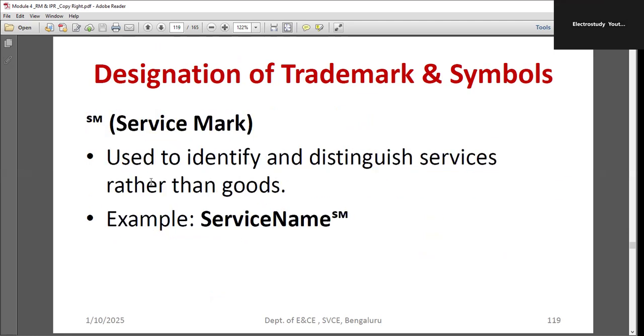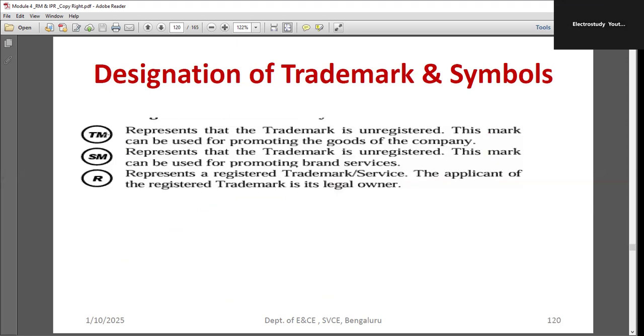Next is SM. SM stands for service mark. For example, a company name with the SM means it's a service mark. See, TM, SM, R, these are the different designations of trademark and symbols that you have to follow. You will be getting 5 marks if you write the details, 6 marks, 4 marks for the definition.